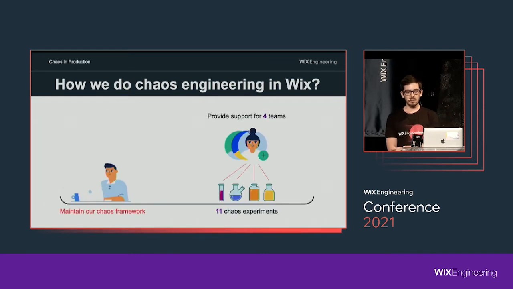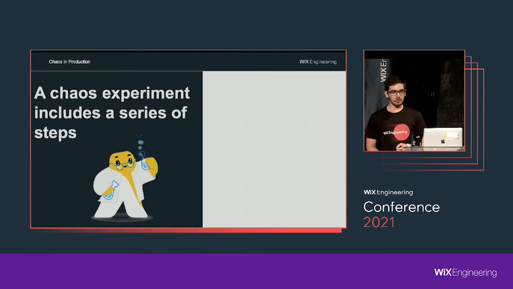Currently at Wix, our team is responsible for maintaining and developing our chaos framework. We also provide mentoring and support to 4 teams that are responsible for different parts of the system, and they have created 11 chaos experiments in total. And we teach them all about chaos engineering culture.